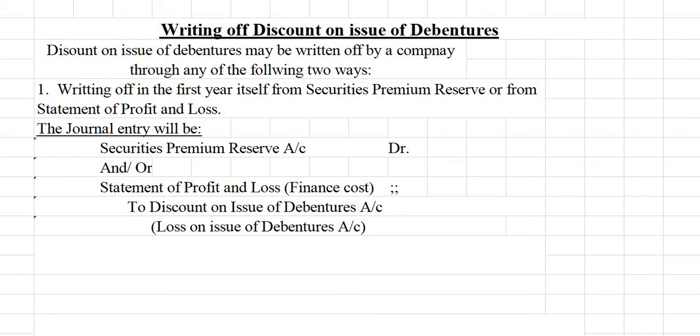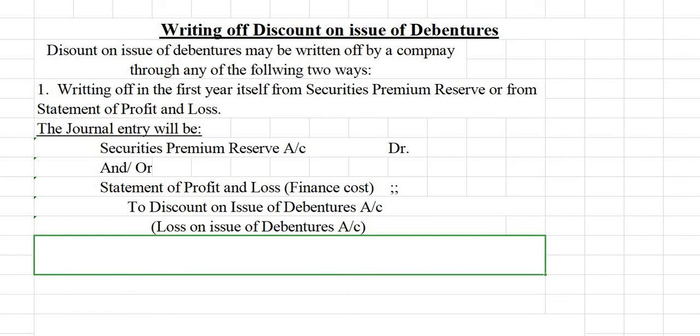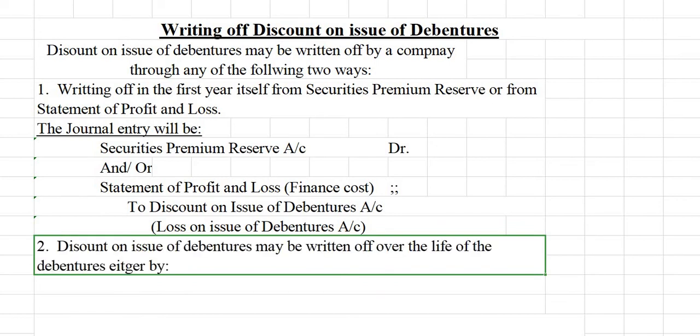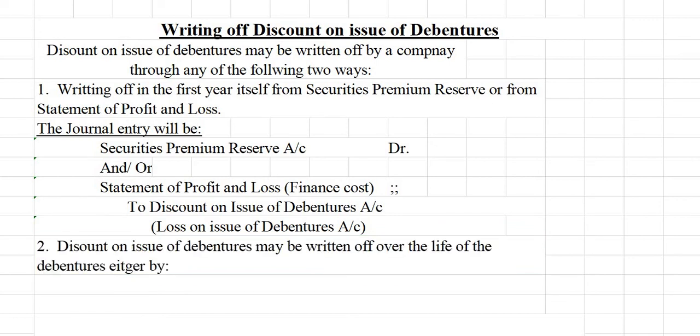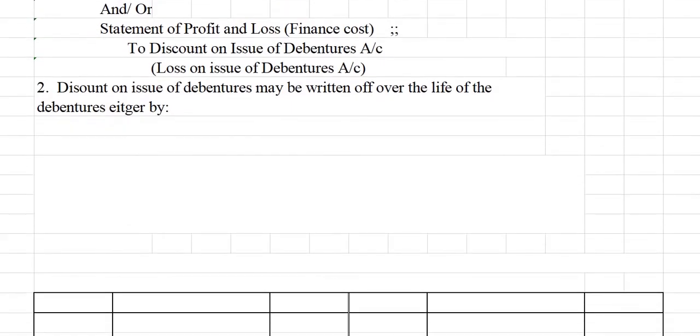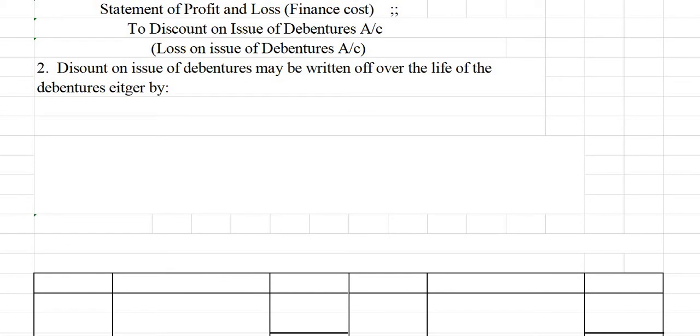Okay, this is the journal entry. Every time we have to follow this same journal entry. Either it will be written off from securities premium or from the statement of profit and loss. Then the second method: first it will be written off in the initial year itself from the profit or securities premium reserve.